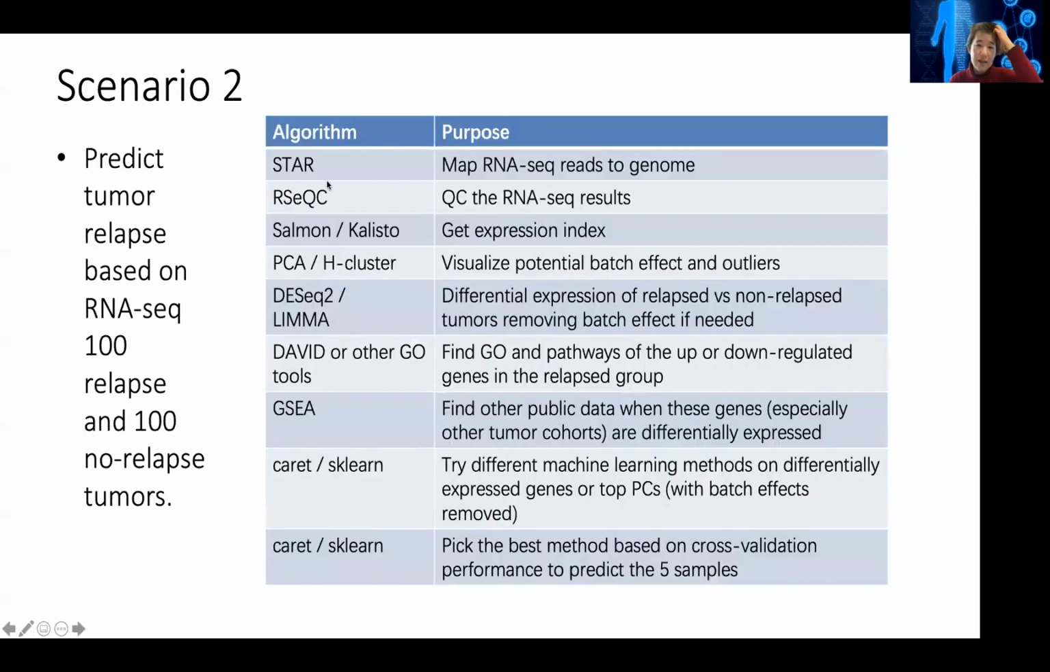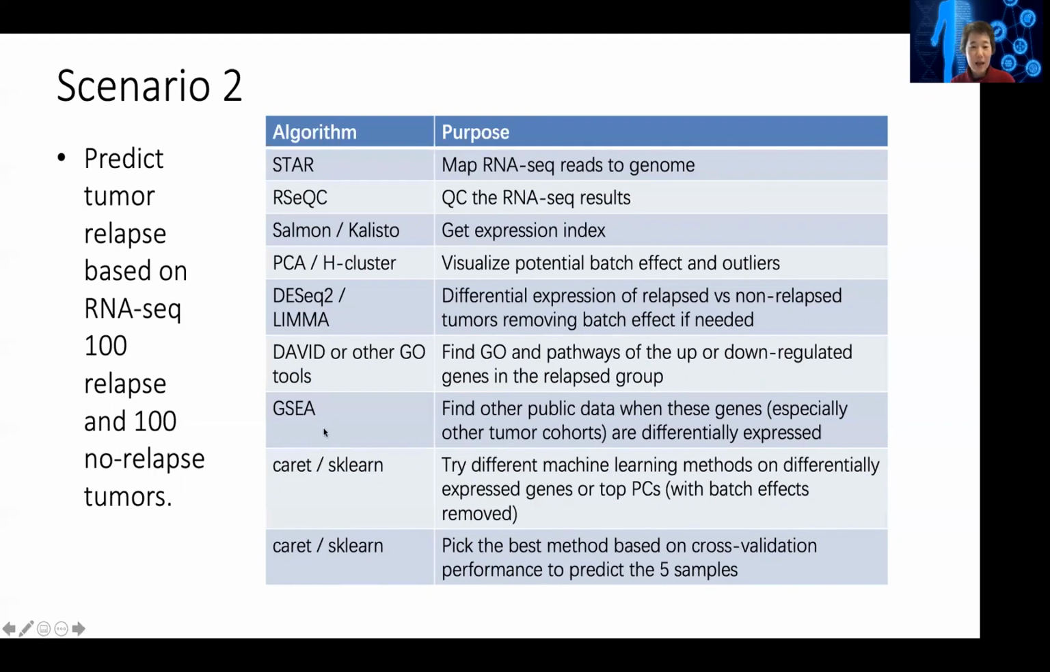So in an exam type of setting, you might want to do STAR mapping, mapping reads to the genome, run RSeQC to get the quality control, get the expression index, and do PCA to visualize potential batch effects in the samples and remove outliers. Then you run DESeq or limma to get the differential expression. This can be between tumor and normal, or between relapse and non-relapse. And then you can run DAVID on the differential genes, based on tumor versus normal and also relapse versus non-relapse.